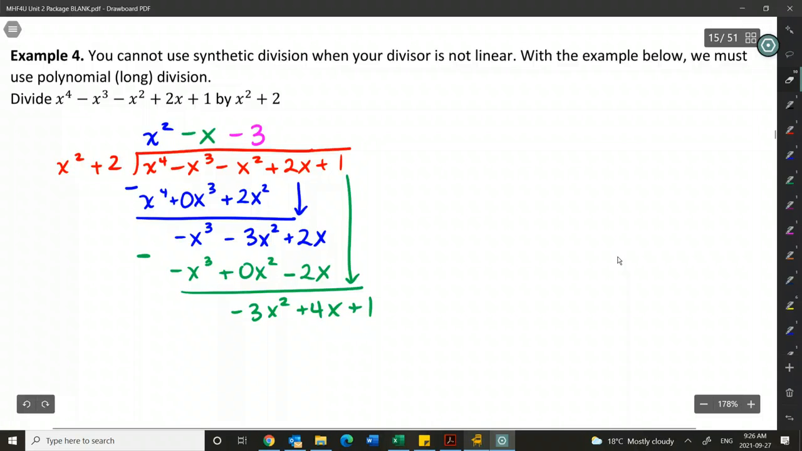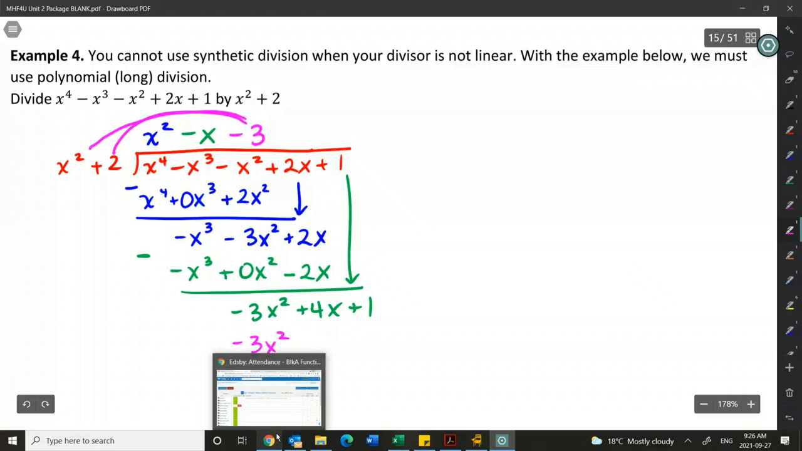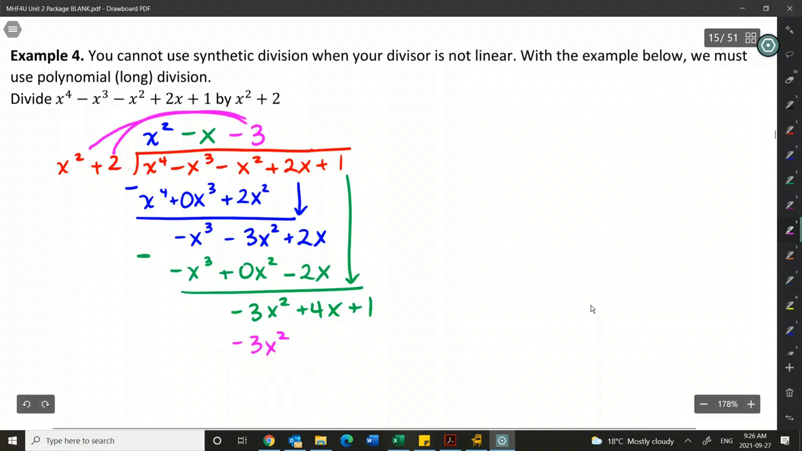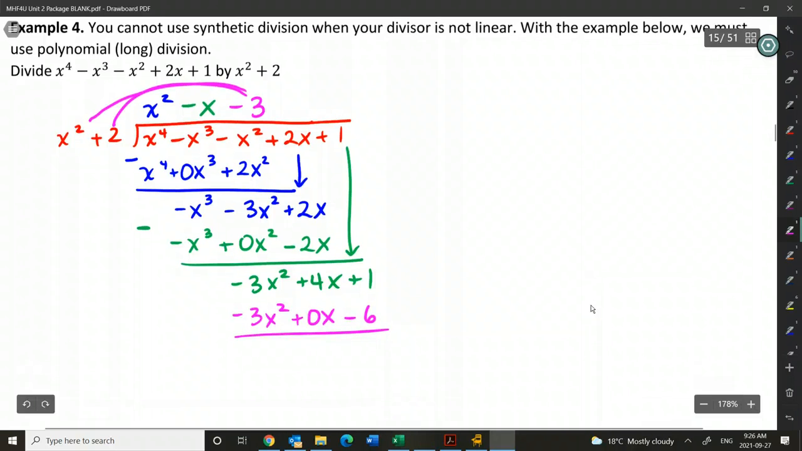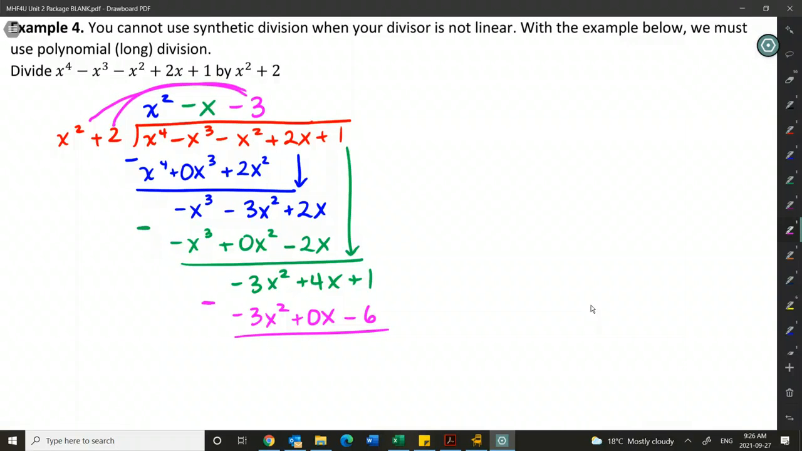We're just going to multiply that negative 3 in. So negative 3 times x squared, negative 3x squared. Negative 3 times positive 2 is negative 6. I've got a 0x placeholder that I need to slide in there. And then you're just going to subtract one last time. So 4x minus 0 is 4x. And 1 minus negative 6, that should be positive 7.